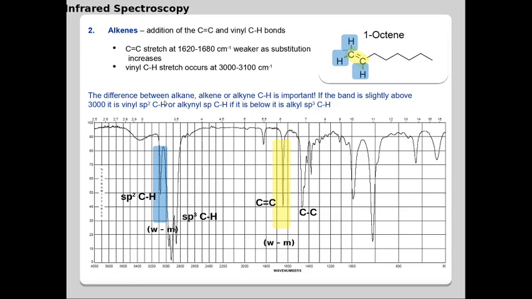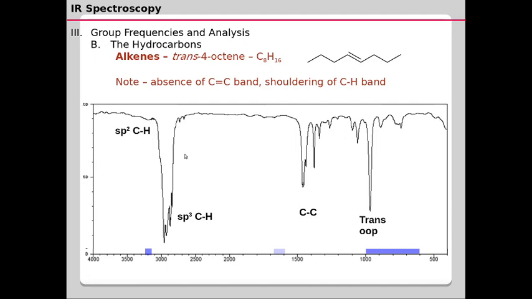Okay, and the vinyl CH, the CH bond shown in blue shading here, and this vinyl CH stretching vibration usually occurs between 3000 to 3100 centimeter inverse. This sharp peak in here is due to the CH stretching of the sp2 hybridized carbon in the vinyl functional group.